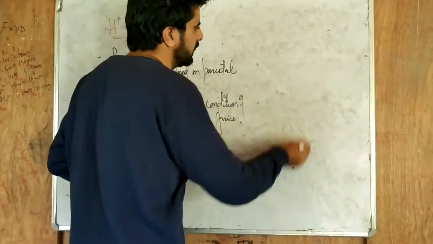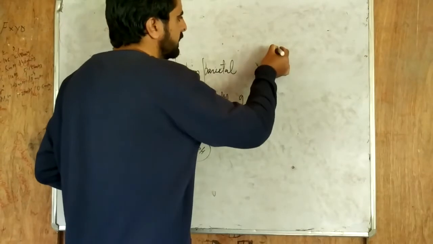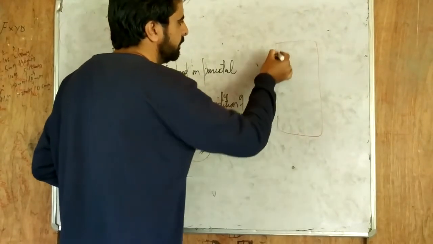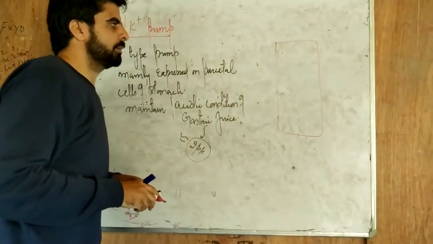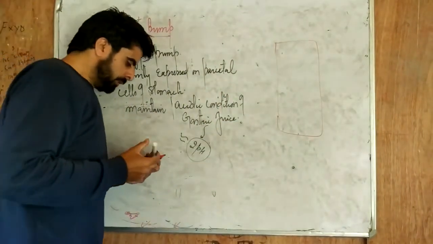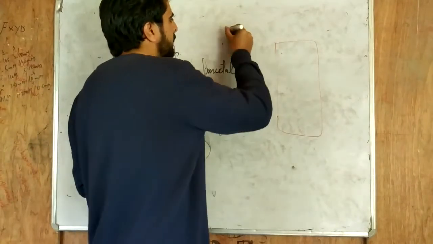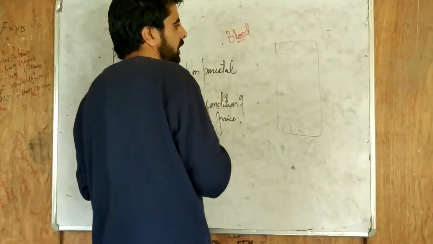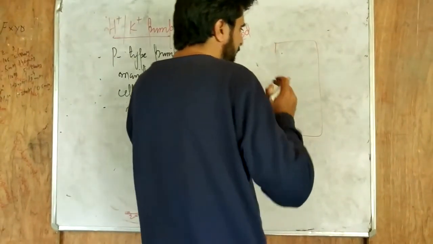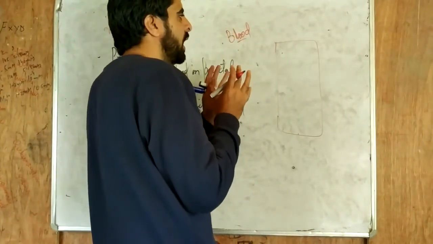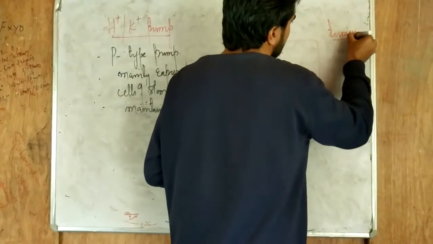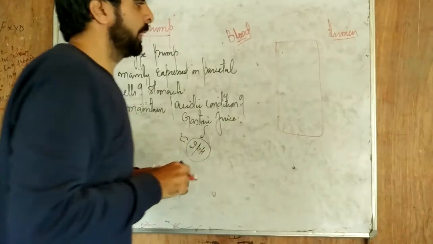Say for instance, we will take a cell here. This is a parietal cell. If I make it roughly, this is a parietal cell of the stomach. On this side the parietal cell has blood. See, the stomach is supplied by blood. On one side it has blood, and when you go into the stomach, we don't have any blood, we have a hollow space. We call that a lumen. This is the lumen side and this is the blood side.